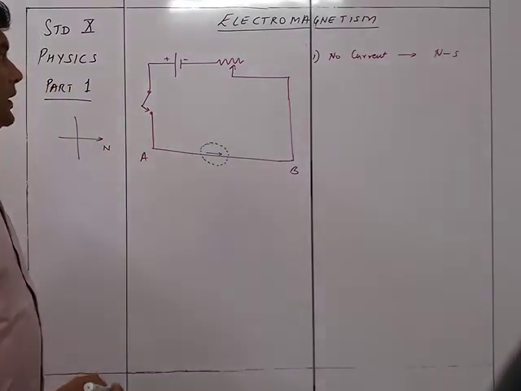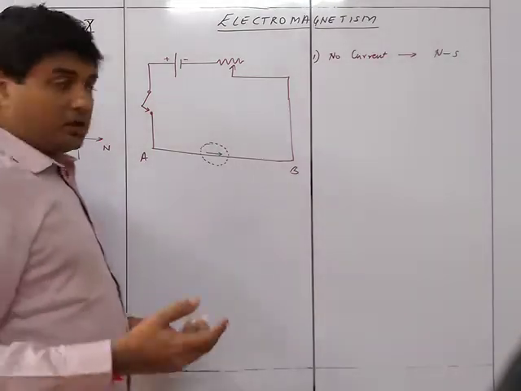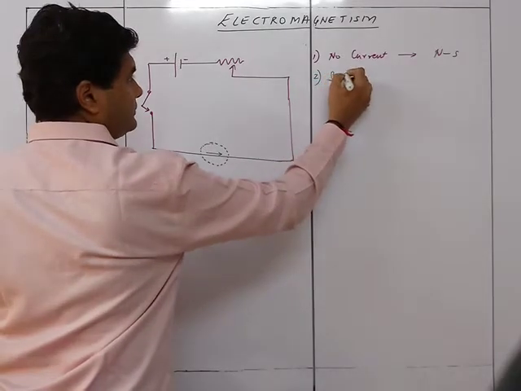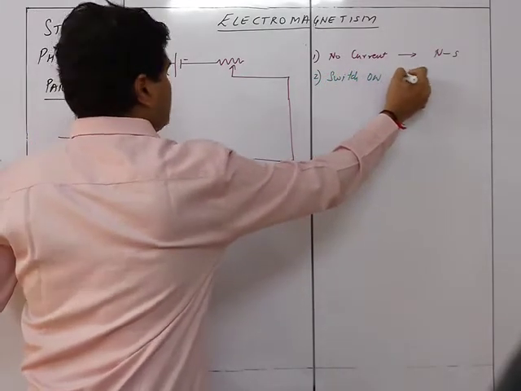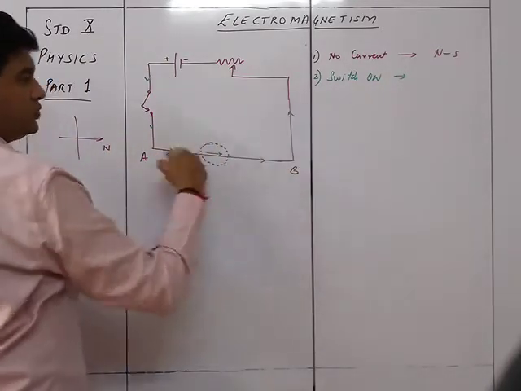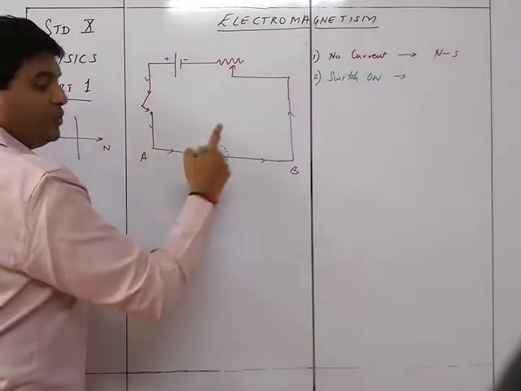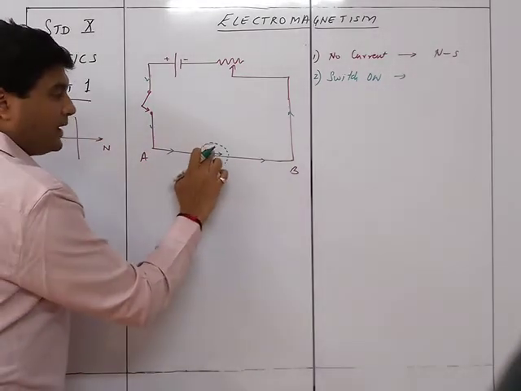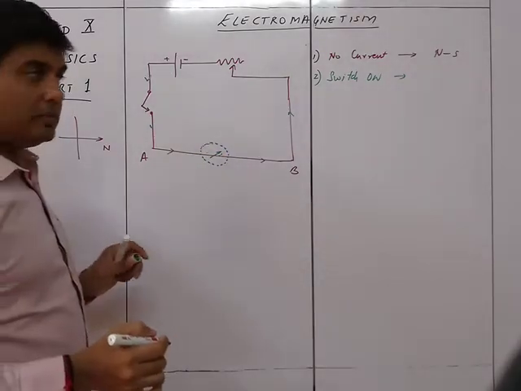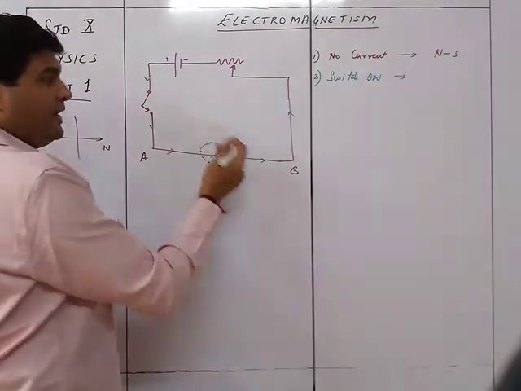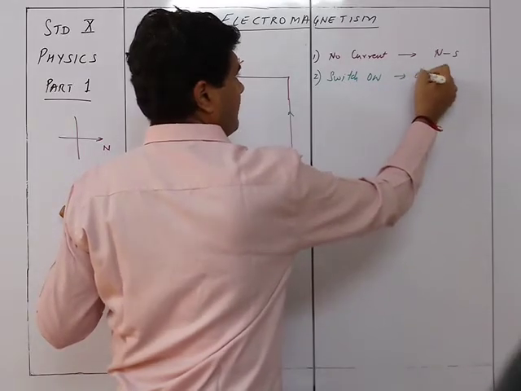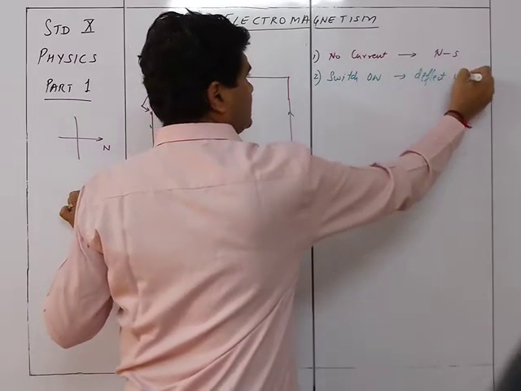Now the second condition is that I switch it on. When the switch is on, the current will flow in this manner. Since the current flows in this manner, it is seen that the needle will be deflected like this. In that case, it is deflected upwards. So we can just say upward deflection.